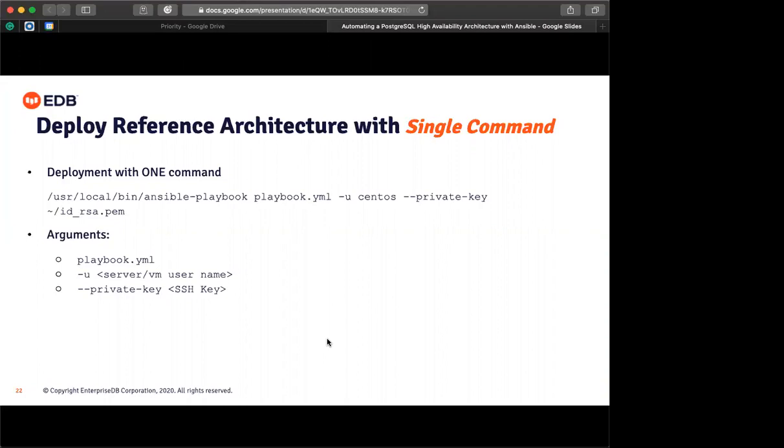There is a user, a CentOS user, depending on the operating system. It's a privileged user which has sudo privileges, and you can use that user on the nodes. You have to pass the SSH key so that Ansible can use this SSH key and the user to connect to the remote machine where it can deploy the core architectures.